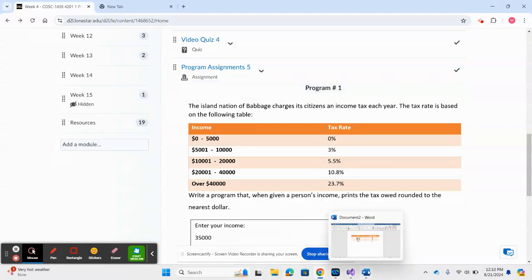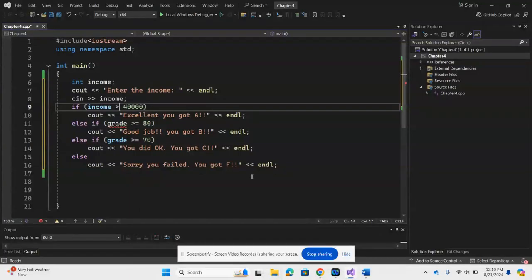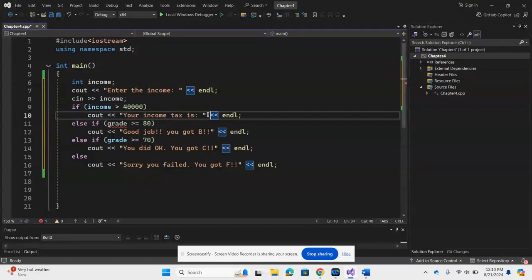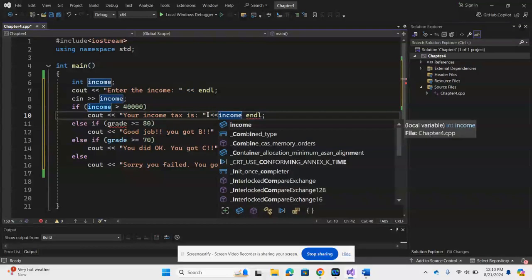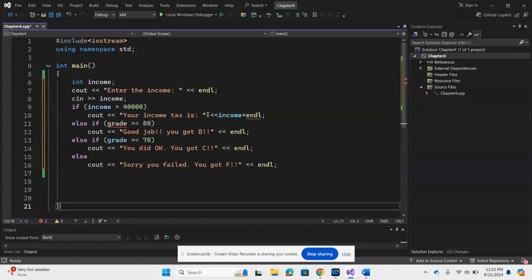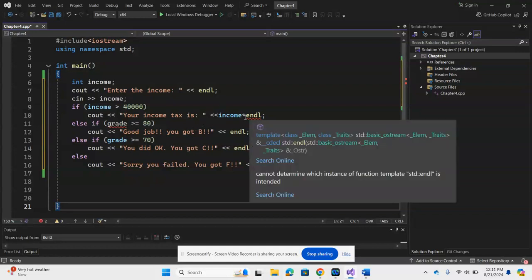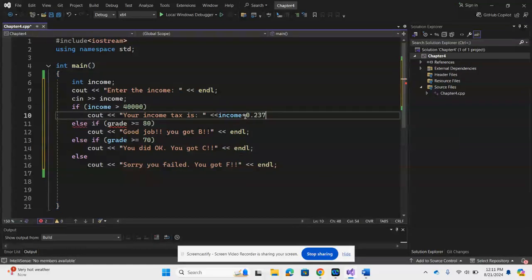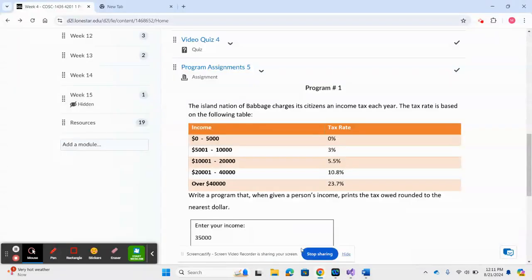So I'm going to multiply. I'm going to do something like this. If it is higher, I'm going to put "your income tax is", and then I'm going to put income multiplied by 0.237, right? 23.7. So you change it to a decimal value.